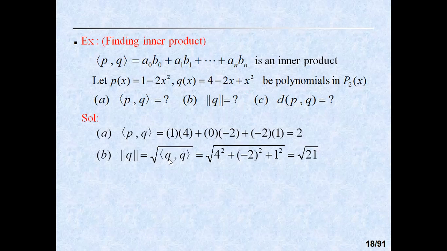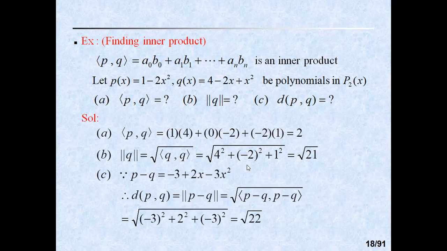Norm q means the square root of the inner product of q and q. This is equal to the square root of q comma q, which is 4 square plus minus 2 whole square plus 1 square, that is 16 plus 4 plus 1, that is root 21.